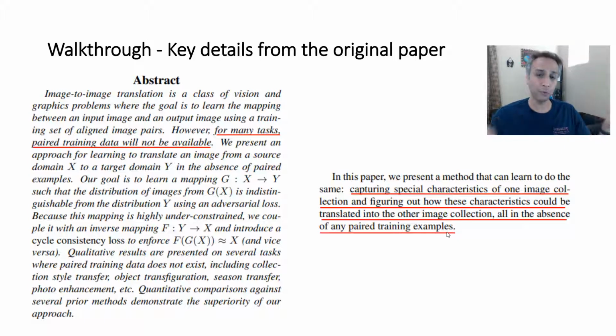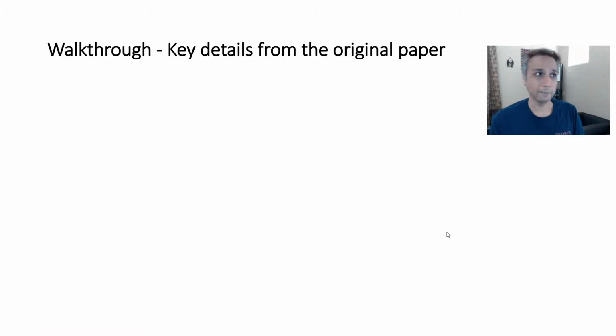So you still have two folders of A and B. A with a whole bunch of Monet paintings, B with a whole bunch of photos, and we are trying to make this GAN understand the characteristics of Monet paintings, or what makes these Monet paintings, and then translate that into photos, and vice versa. So it's A to B and B to A. That's the summary of this CycleGAN.